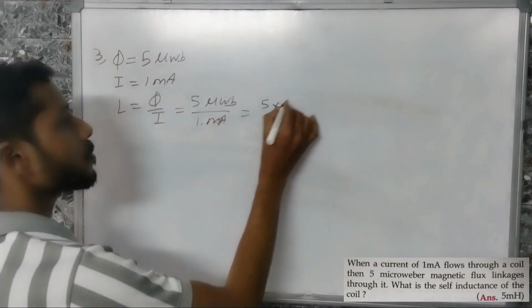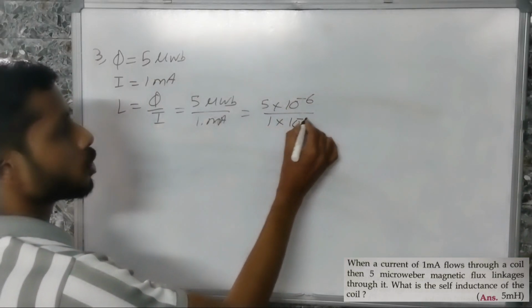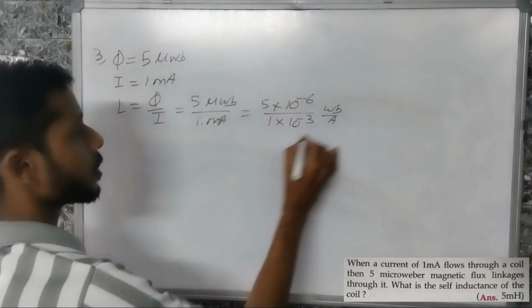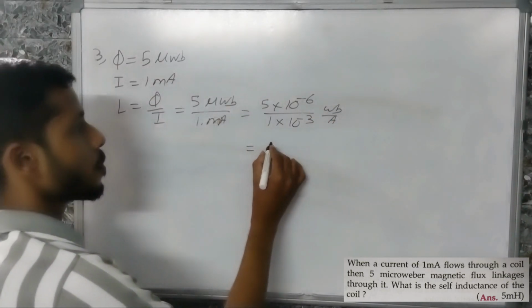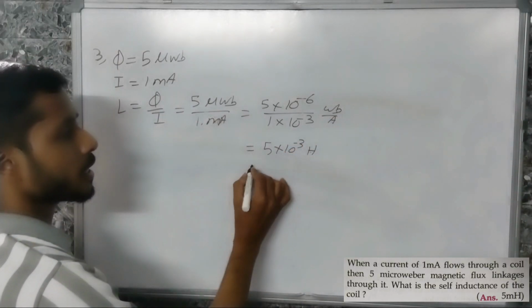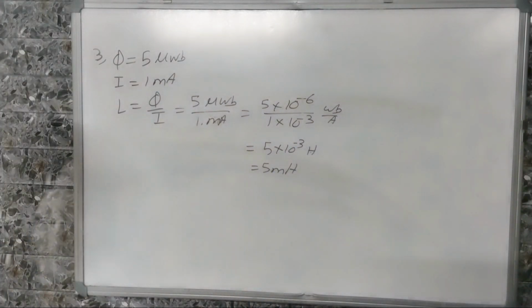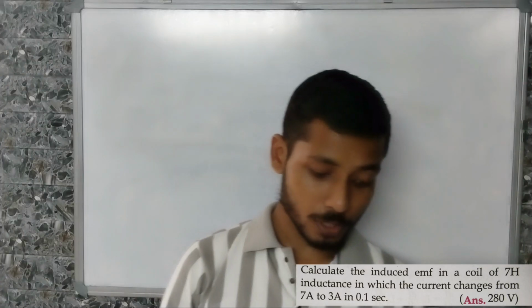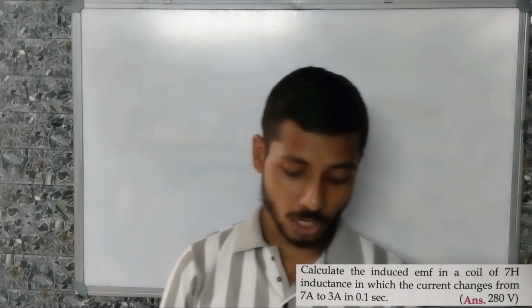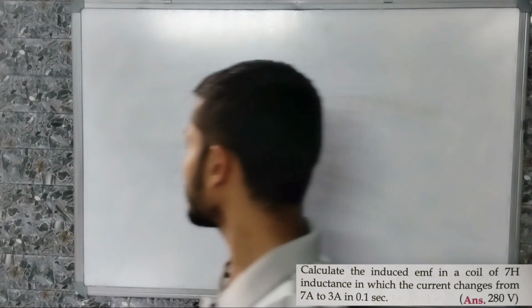So 5 माइक्रो के जगह 10 to the power -6, 1 मिली के जगह 10 to the power -3 वेबर पर एम्पियर। सो ये हो जाएगा 5 into 10 to the power -3 हेनरी, वेबर पर एम्पियर इज हेनरी, तो 5 मिली हेनरी, 5 मिली हेनरी। लिख लो क्वेश्चन बच्चों। Question number 4. Calculate the induced EMF in a coil of 7 Henry inductance in which the current changes from 7 ampere to 3 ampere in 0.1 second.